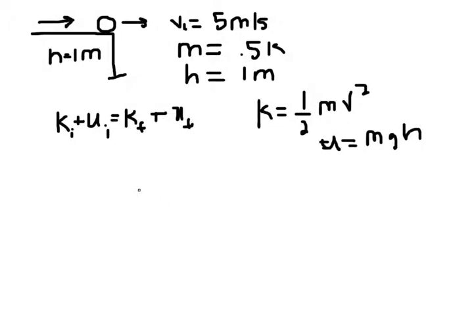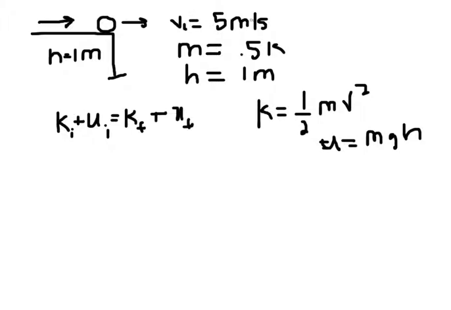Okay, so we're going to start with problem number 2 on your assignment for conservation of energy. I've drawn out the diagram. A ball of mass m, 0.5 kilograms, is rolling across the tabletop with speed of 5 meters per second. The ball reaches the edge of the table. It rolls down an incline onto the floor 1 meter below. What is the speed of the ball when it reaches the floor?